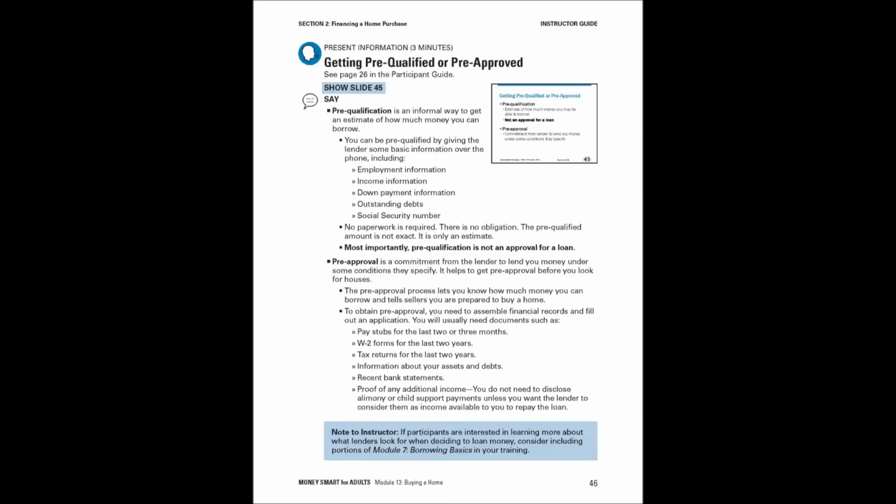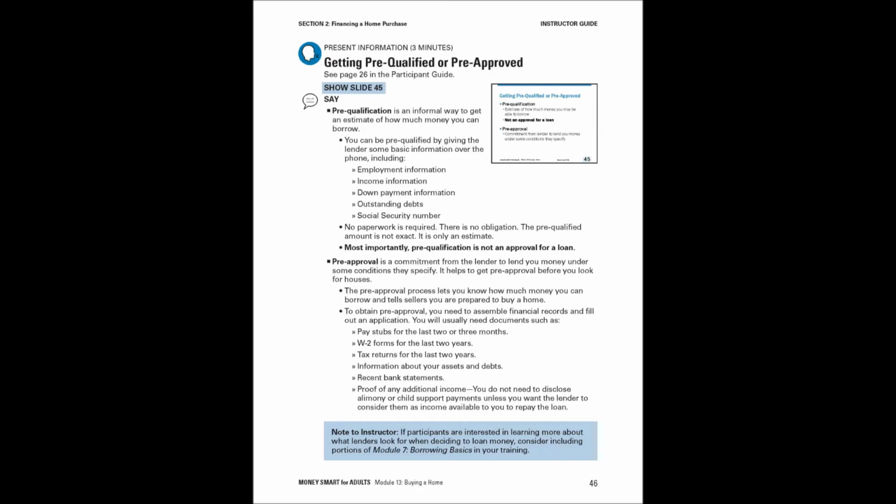Now you're going to present information on getting pre-qualified or pre-approved. So the discussion is around pre-qualification, which is an informal process that really just gives a quick estimate of how much money a person can borrow. But then there's a pre-approval, which is an actual commitment from the lender. And as a matter of fact, pre-approvals are what's necessary if a person is starting to go shopping for a home.